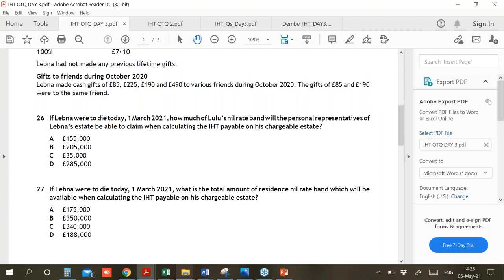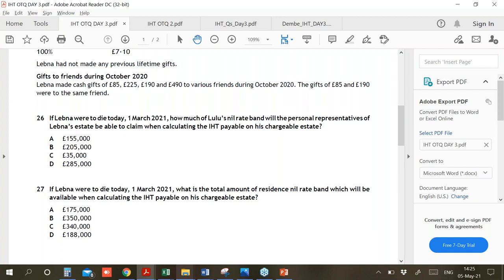If Lebna were to die today, Lulu has already died. She's asking me that if Lebna were to die today, 1st March 2021, how much of Lulu's nil rate band will the personal representatives of Lebna's estate be able to claim when calculating the IHT payable on his chargeable estate?